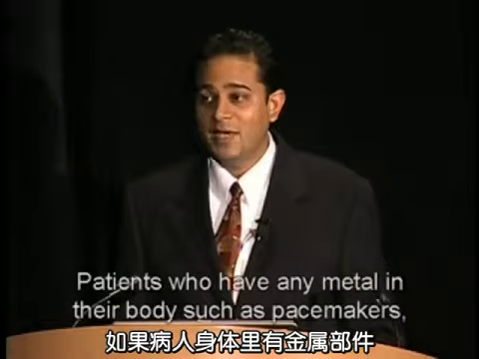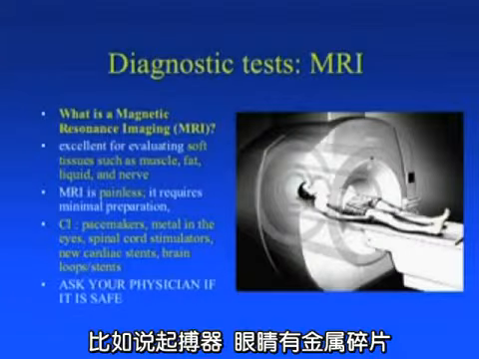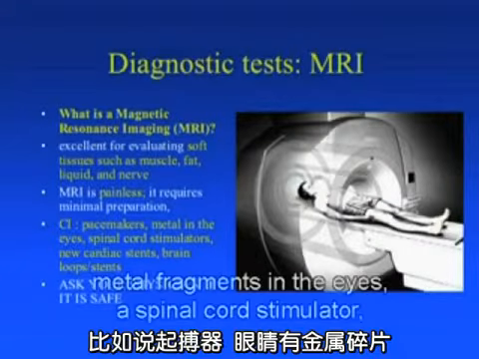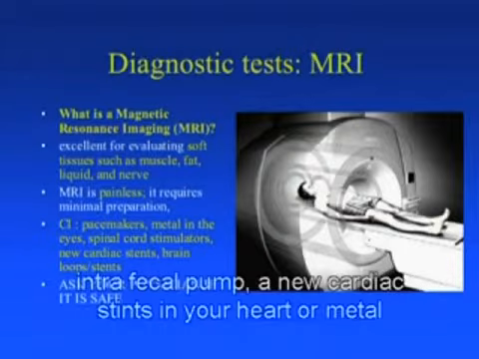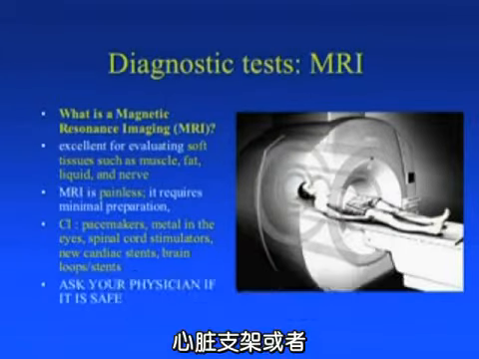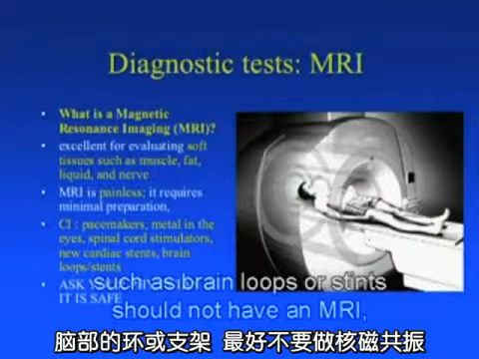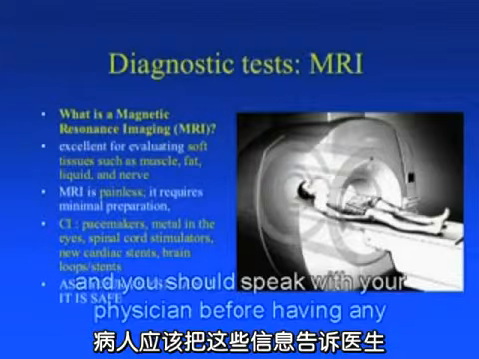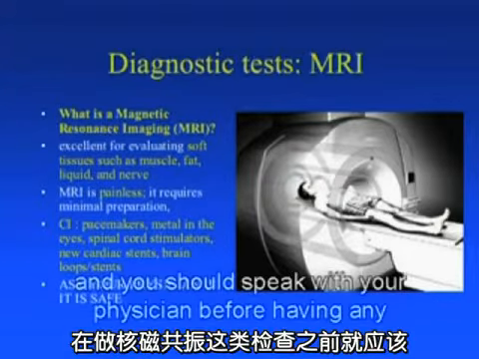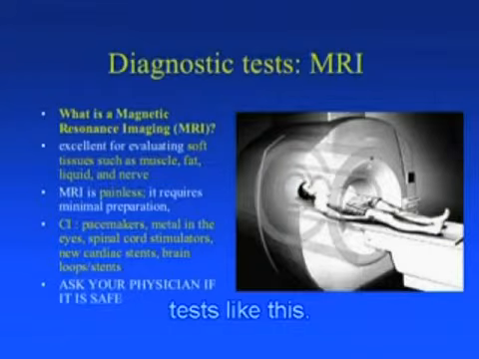Patients who have any metal in their body, such as pacemakers, metal fragments in the eyes, a spinal cord stimulator, intrathecal pump, a new cardiac stent in your heart, or metal, such as brain loops or stents, should not have an MRI, and you should speak with your physician before having any test like this.